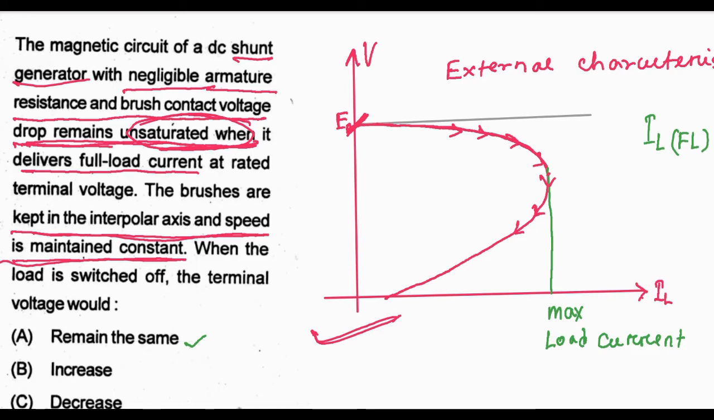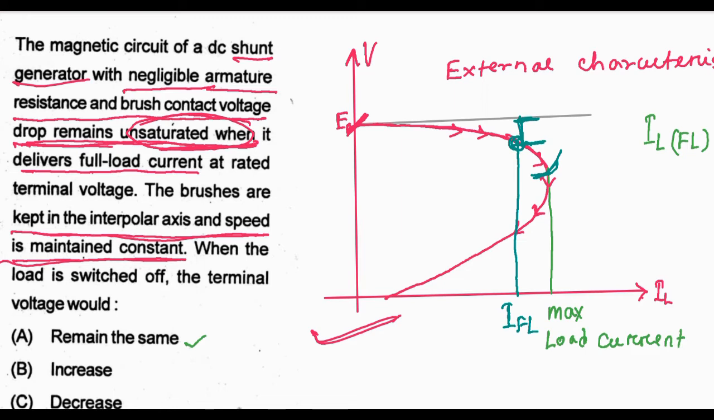Generally, in a DC shunt generator, the operating point is up to the maximum load current, and the full load current is somewhat below that. Suppose this one is the full load current. For this point, this gap represents all the drops related to armature reaction, brush contact drops, and all other drops. What is given here is that all other things are to be neglected, and this is to be considered an ideal thing.